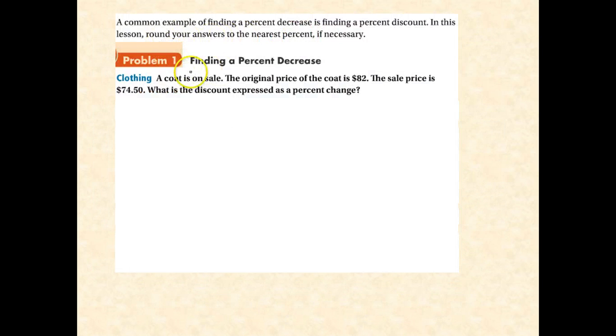So, let's find a percent decrease. Usually, we talk about a discount. Like this, a coat is on sale. The original price of the coat is $82. The sale price is $74.50. What is the discount as expressed as a percent change? So what percent was the discount?